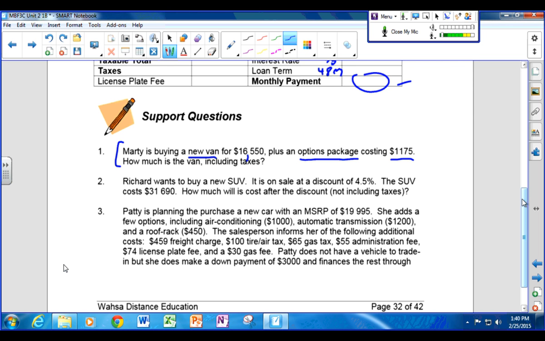So how much is the van including taxes? Well, it doesn't really say here what tax rate we should be using. GST is 13%. Let's just go with 13%. It's 1.13 times 16,550. So you just crank that through your calculator. That's one way to do it, if you don't need to know what the taxes are: 1.13 times 16,550.